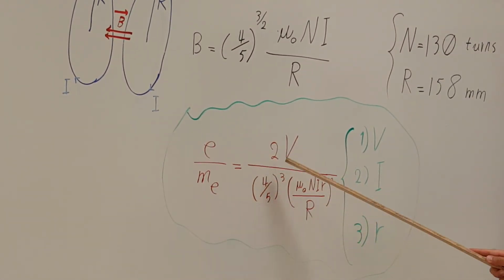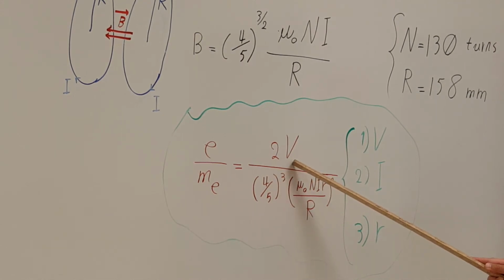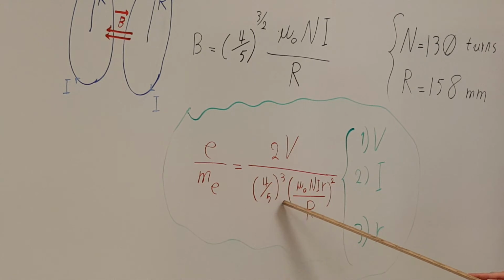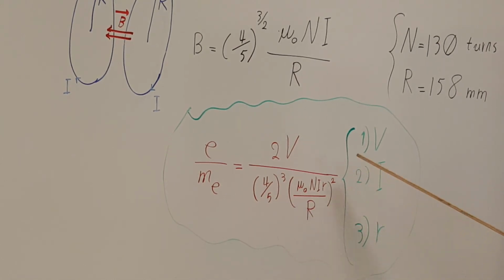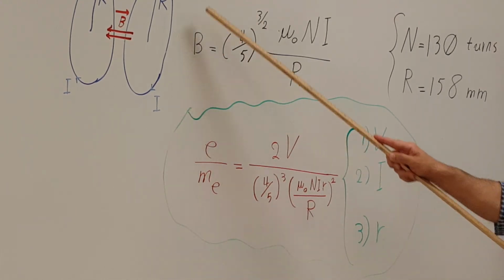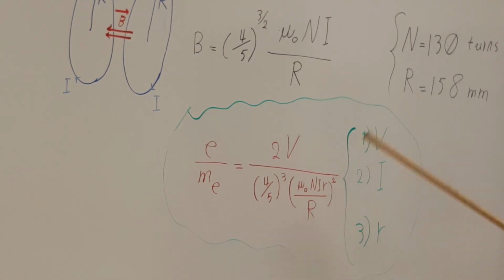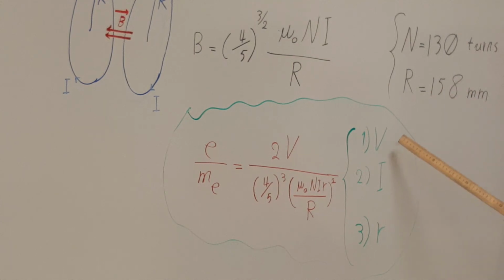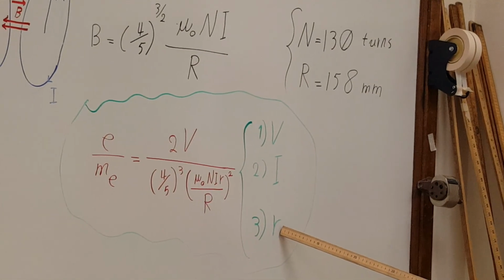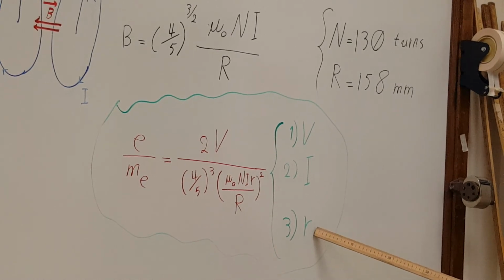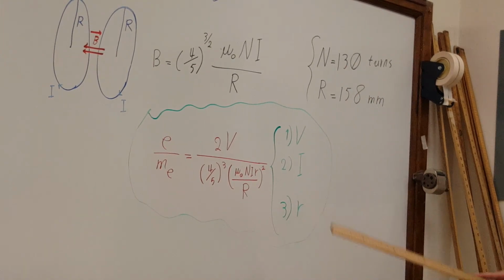e over m is equal to 2 times the accelerating voltage divided by this expression. You see here, in this case, I need to know the accelerating voltage and the current that flows through the coils, instead of the magnetic field. So I need to know the current. It's easy to measure the current. And I told you that capital R is fixed here. How about the lowercase r? Again, we need to measure it. So you see that we end up with the measurement of three parameters: accelerating voltage, current, and the radius of the circle in which the electrons are bent.